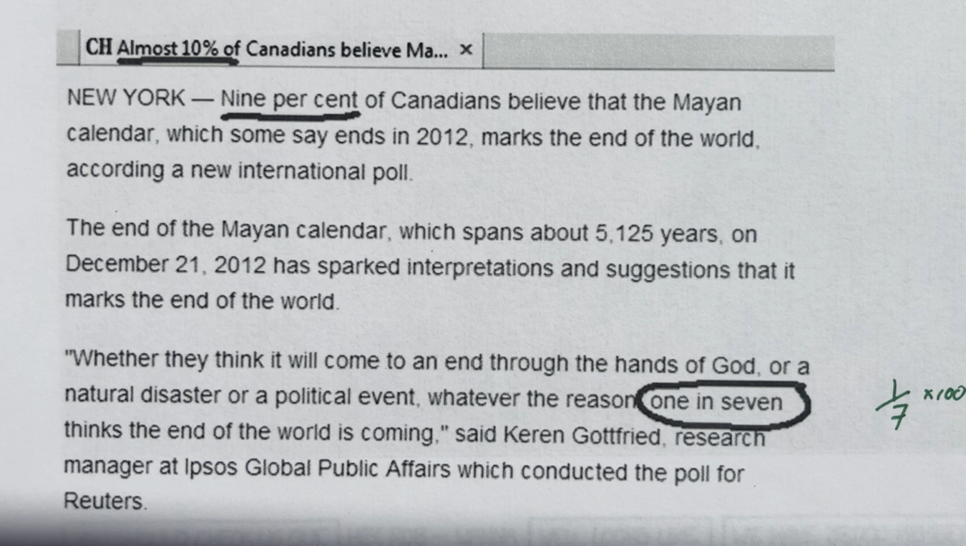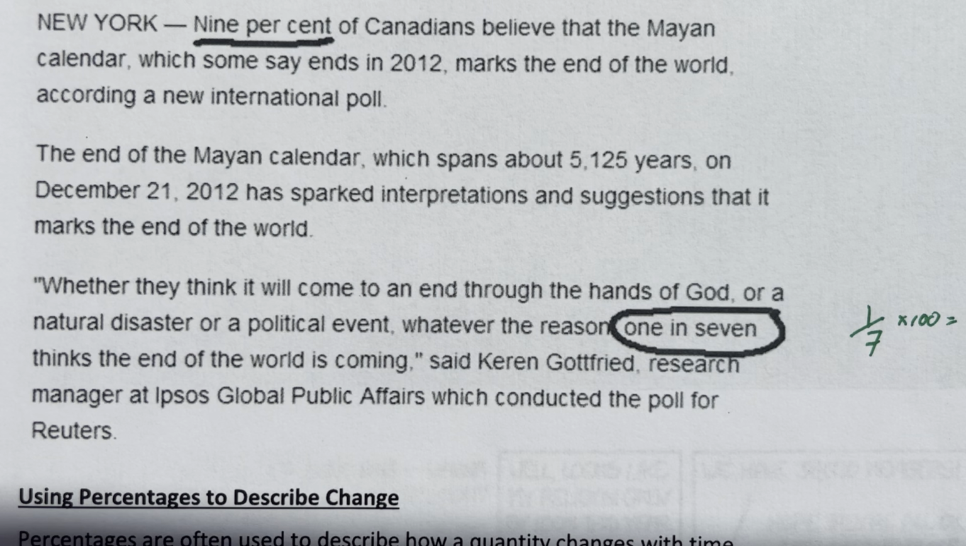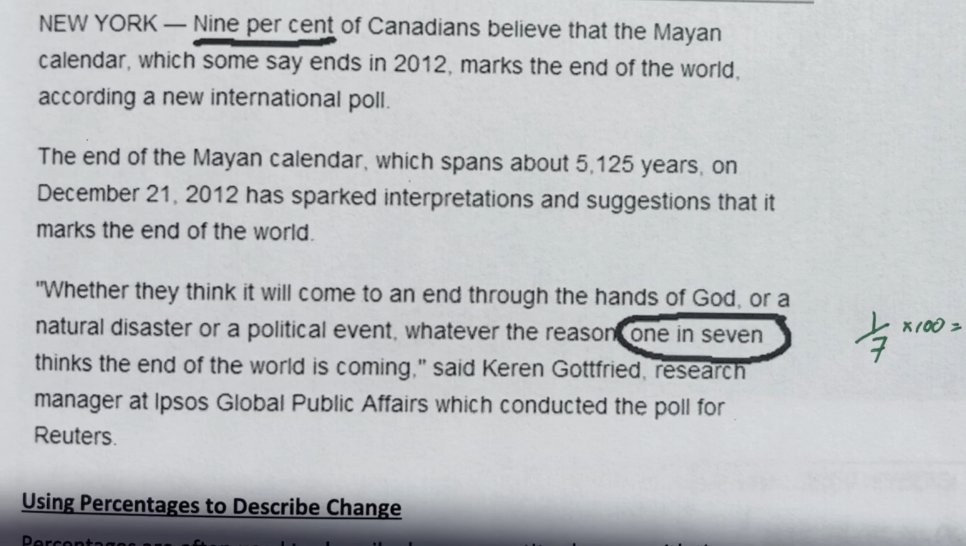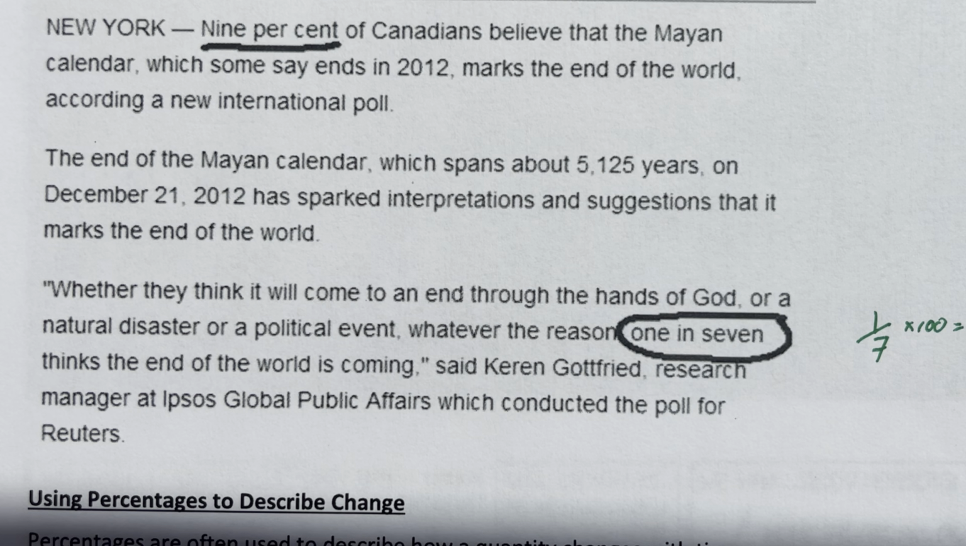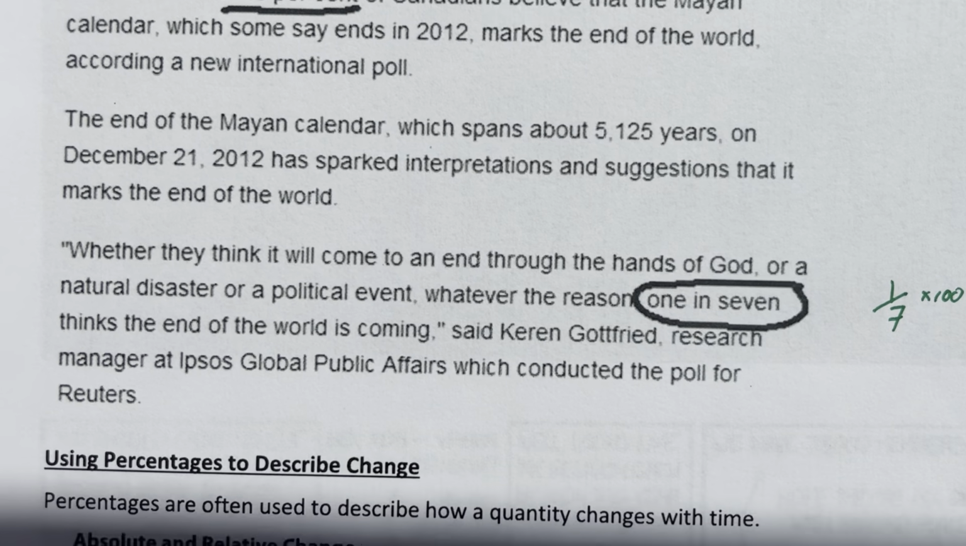But as you come a little bit further in the article, it says 1 in 7 think the end of the world is coming. If I take 1 divided by 7 and times it by 100, I am going to get 14.3%. That is not 9%, and it is definitely almost not 10%. So be careful when reading things. I don't know if this was intentional or if it was just a mistake, but either way, it doesn't quite add up.